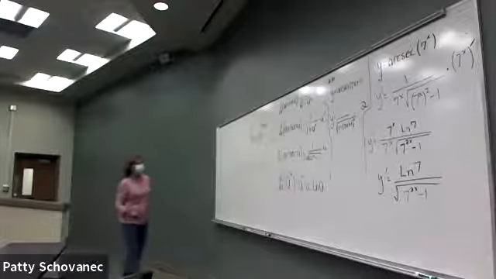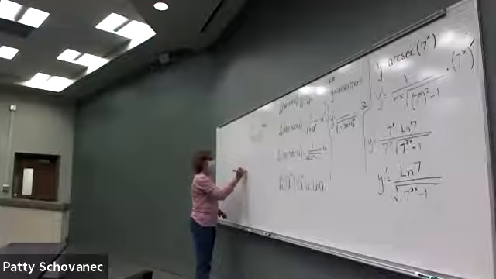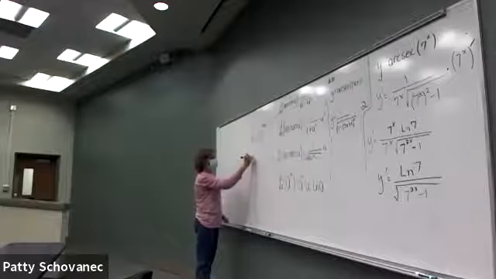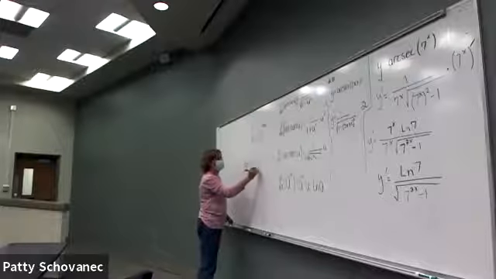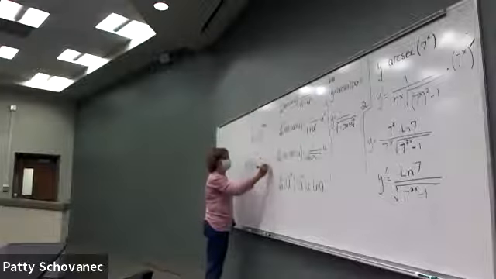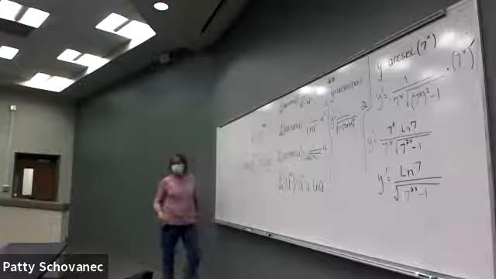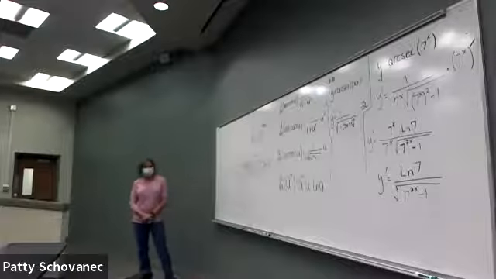Got it? The derivative is itself times the derivative of the power times the natural log of the base. Self times the derivative of the power times the natural log of the base.